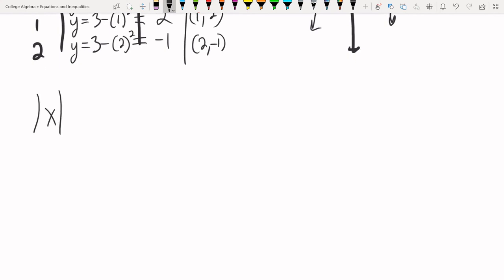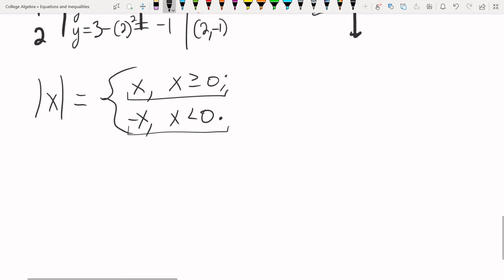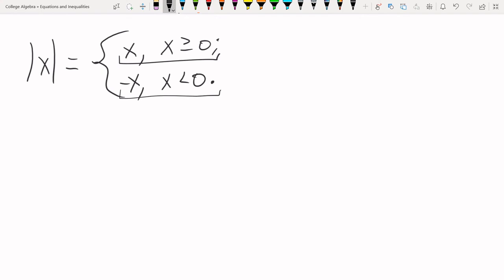The absolute value of x is also defined as x when x is greater than or equal to 0, or negative x when x is less than 0. This is called a piecewise definition of it. It has two parts. The top part is for positive x, positive or equal to 0, and the bottom part is for negative x. It changes its behavior depending on where you're talking about on the graph.